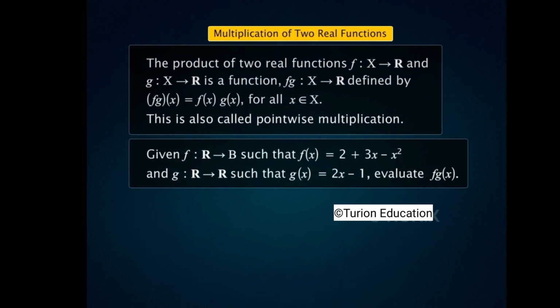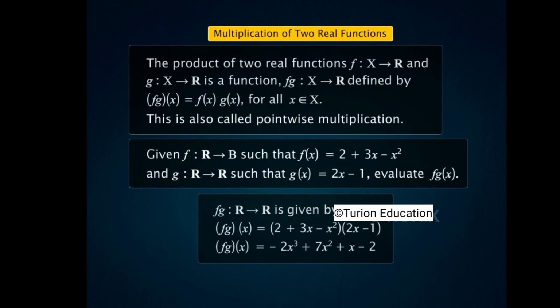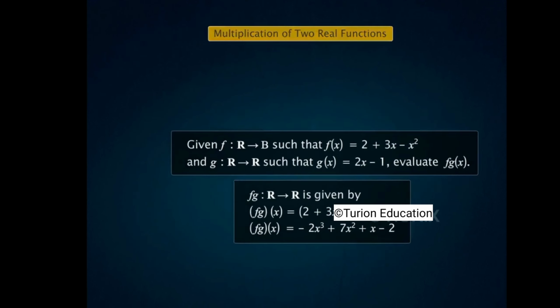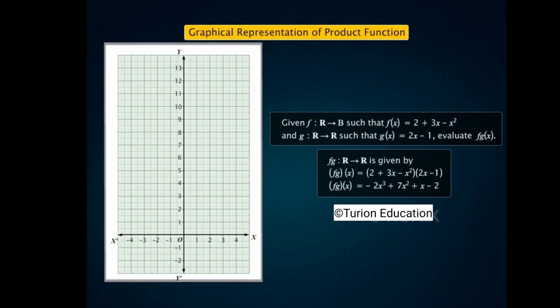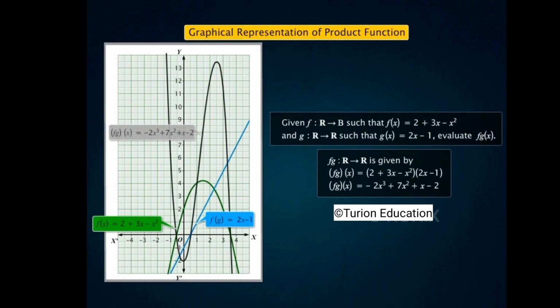Given two real functions, we need to evaluate their product function. Here is the multiplication of these two functions. Let's now draw the graph of the functions f, g, and fg. We draw the graph of the quadratic function f of x, then the linear g of x, and finally the cubic function fg of x on the same plane. Notice that the function value of the product at a point is the product of function values of functions f of x and g of x.